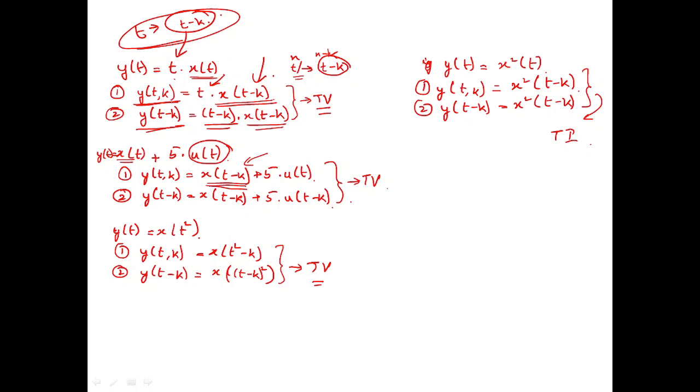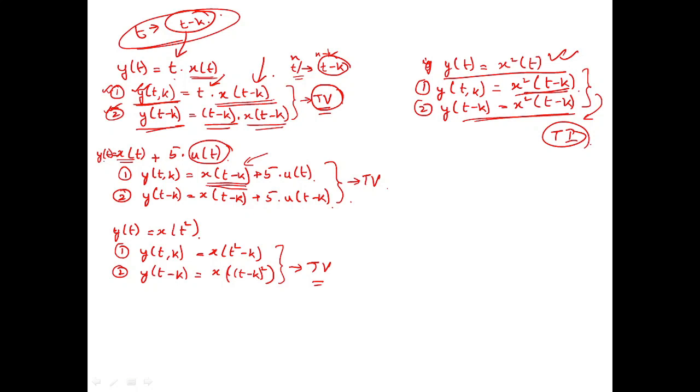After we do both of these, the delayed output and the replaced time, if 1 and 2 are varying, then the system is regarded as a time varying system. In the second example over here, y(t) equals x square(t). The delaying of the signal is the same as when we replace t with t minus k, so this system is a time invariant system.